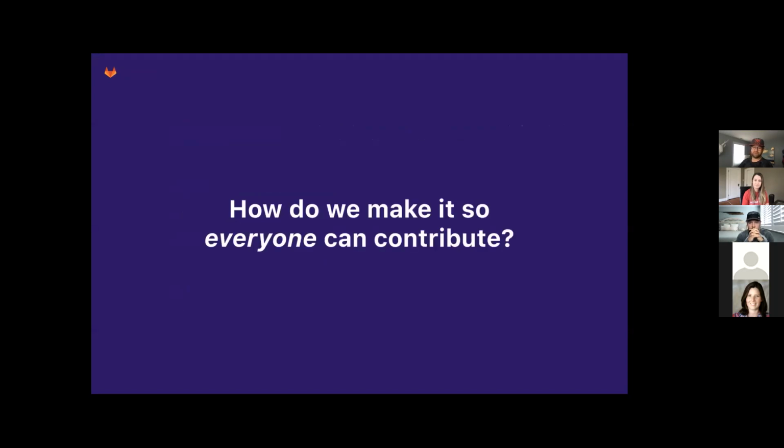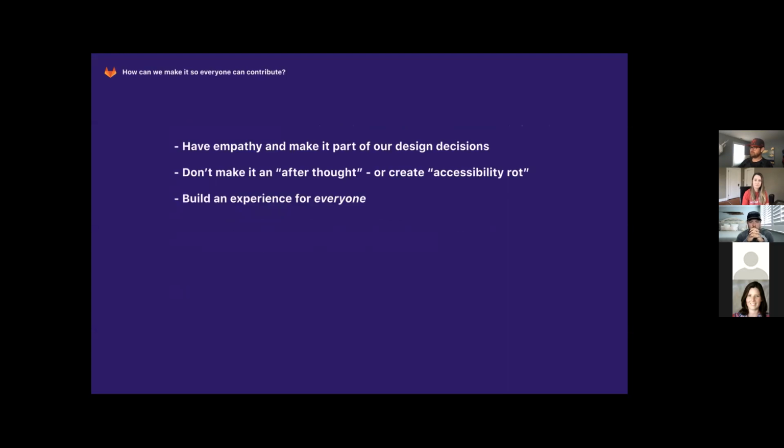So how do we make it so everyone can contribute? Well, we can have empathy. It could be as simple as having empathy and keeping accessibility in mind, and making it part of our design decisions every day. Don't make it an afterthought or create accessibility rot, which is a term that I learned in the first couple modules in this course that I'll talk about with a visual. And it's about building an experience for everyone, truly everyone. We say everyone can contribute, but truly everyone who wants to contribute should be able to.